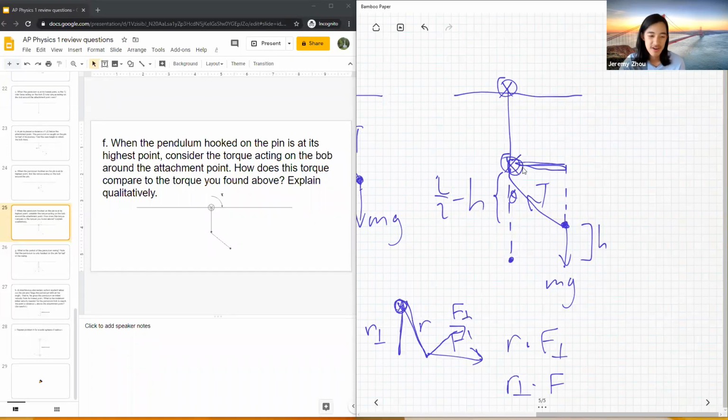So what are the forces that are important again? Tension and gravity. Yes, gravity. Okay, so how does the torque due to gravity around this point, let's call it A actually, compare to the torque due to gravity around B? Which one's bigger?